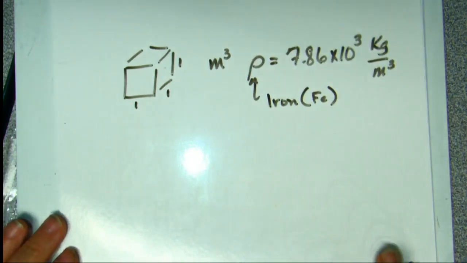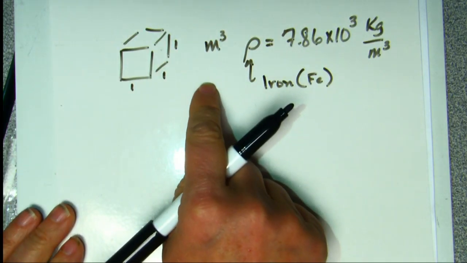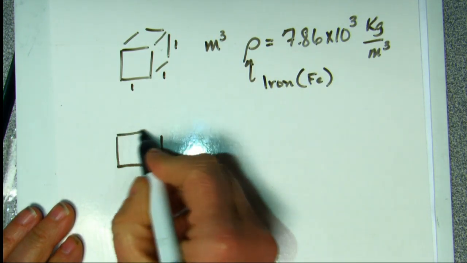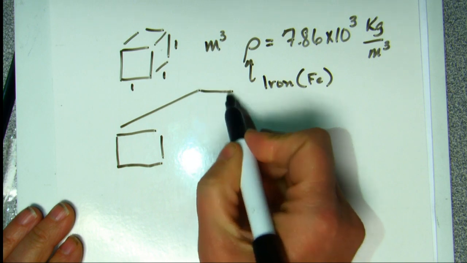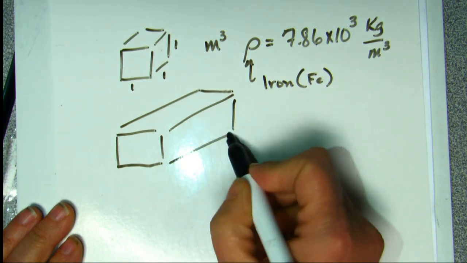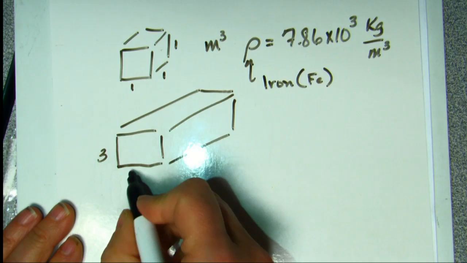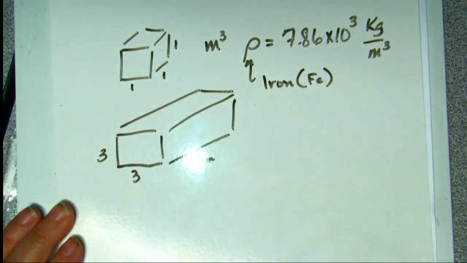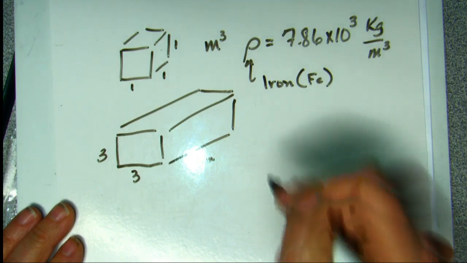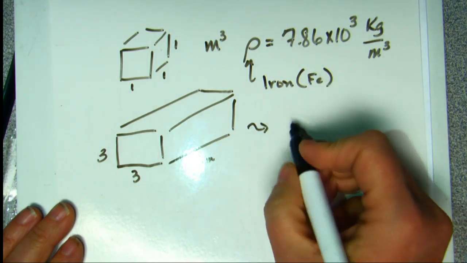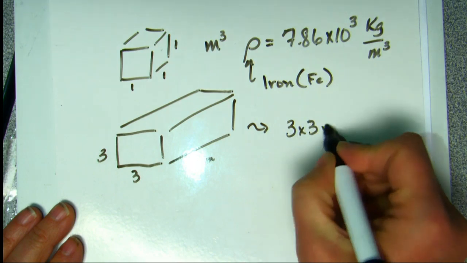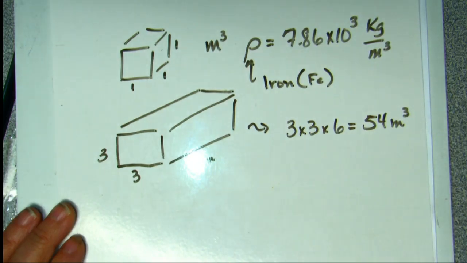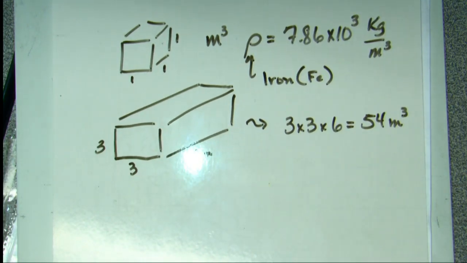Okay, if I take this cubic meter of iron and create a shell, like making a ship, and I make my shell 3 meters by 3 meters by 6 meters, it still has the same mass, but the volume now is 3 times 3 times 6, which gives me 54 cubic meters. And at that point, it's going to float.